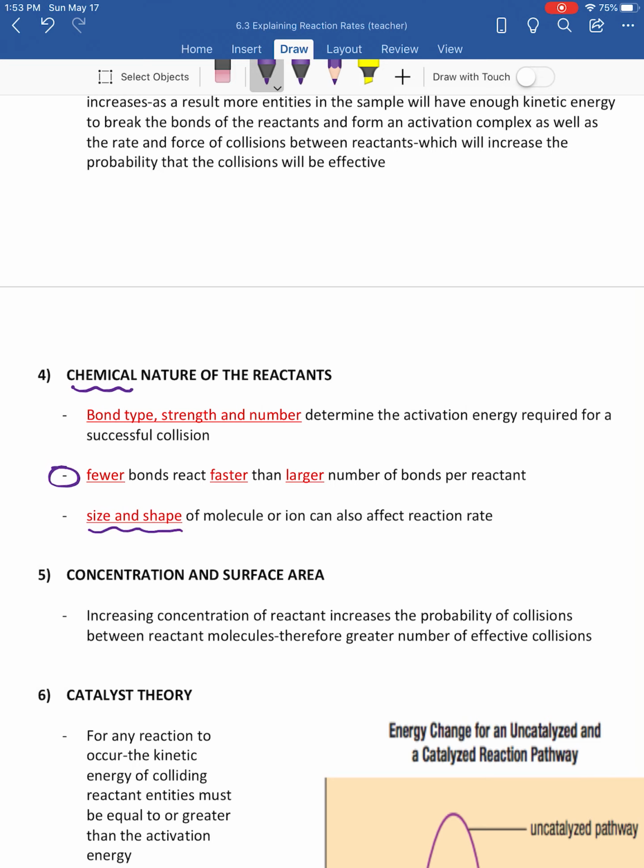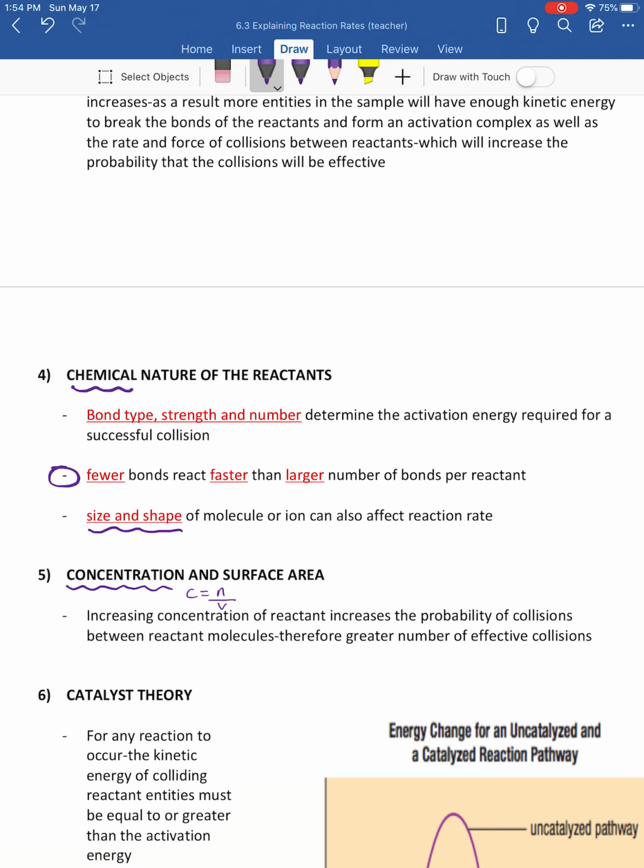The fifth one, concentration and surface area. If we take a look, don't forget what concentration means. Concentration means the number of moles. So concentration is moles per volume, or the amount of entities per volume of solution. Right? So if you have more reactants available to you, the more there is, the more opportunity for collision.